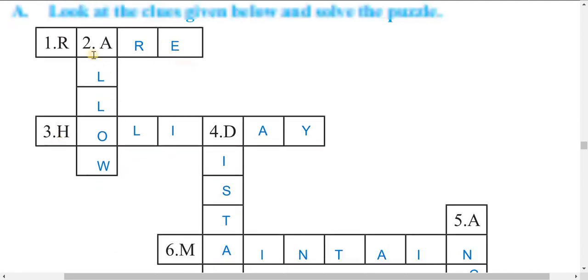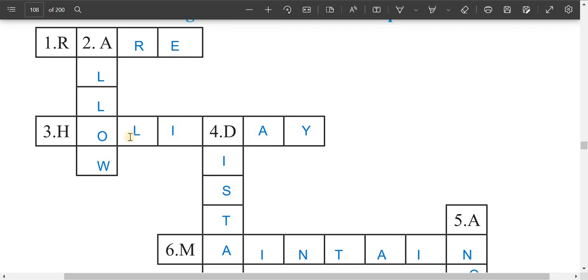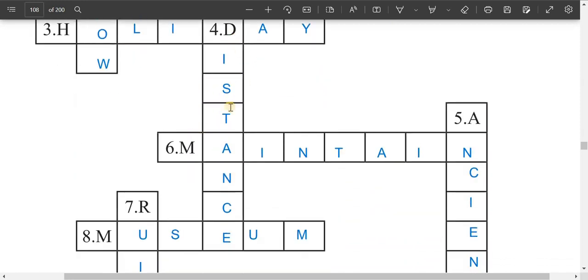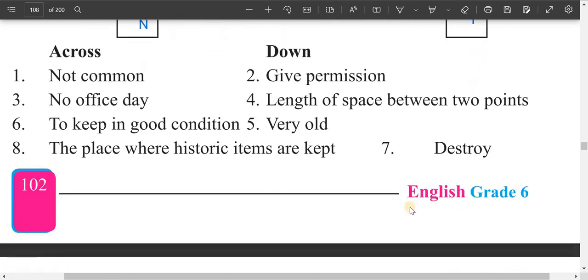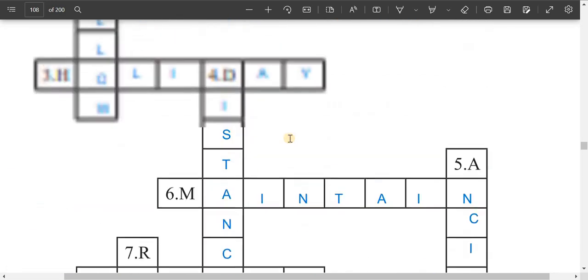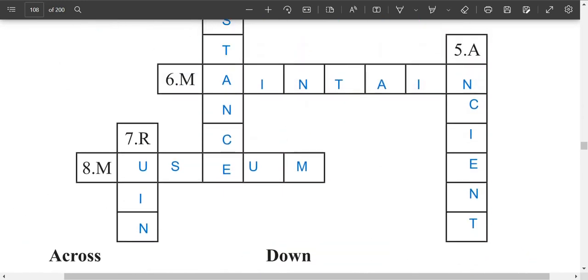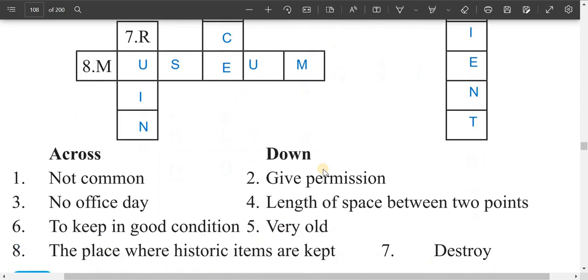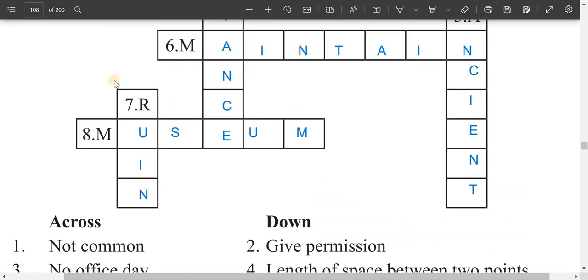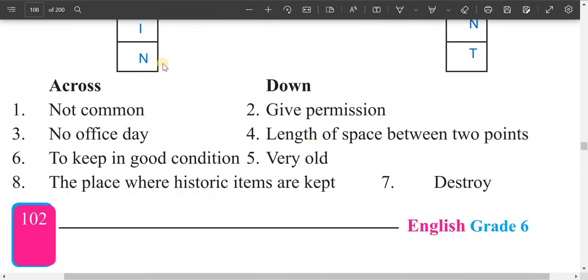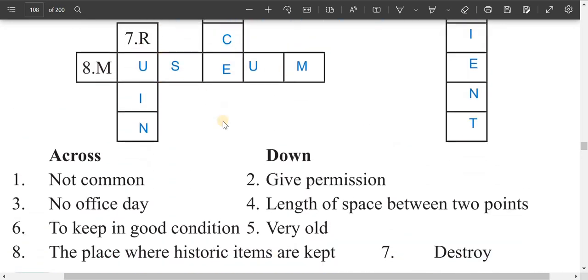Number one, rare. Two, this is across, this is down. Two, allow, permission. Okay, allow. Three, holiday. Okay, fourth, this is distance. Length of distance. Okay. Now five, ancient. So here, number five. Very old means ancient. Ancient, A-N-C-I-N-T. And number seven, destroy, R-U-I-N, ruin also means destroy. And last one, museum. Place where historic items are kept, this is called a museum.